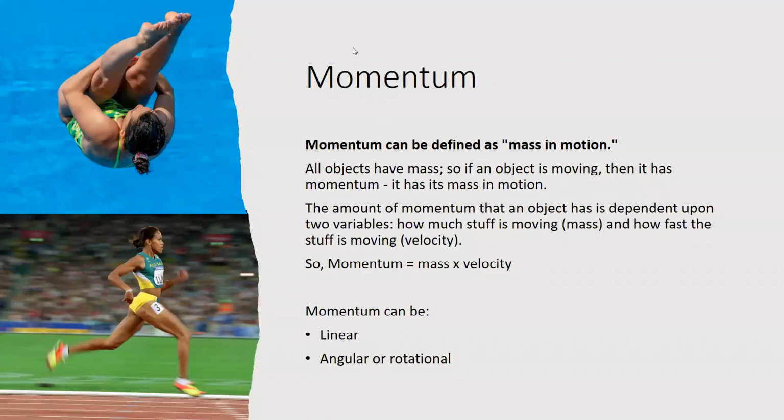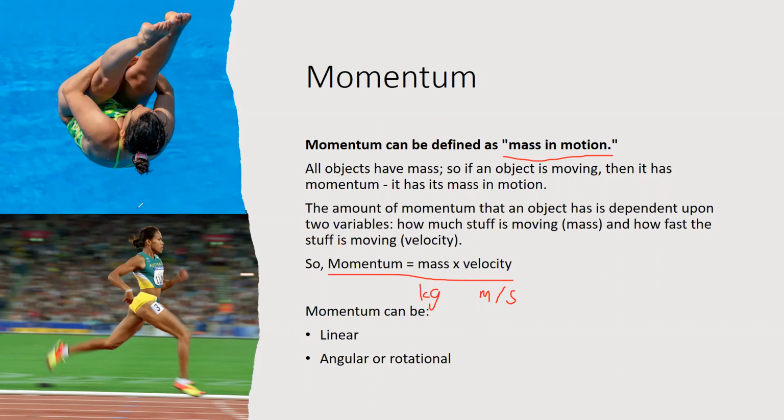For momentum, the definition is mass in motion. It's a little bit strange, but when you study physics, you will learn this equation: momentum equals mass times velocity. Mass is in kilograms. Velocity is in meters per second. It's not kilometers per hour, it's meters per second. So that's momentum.